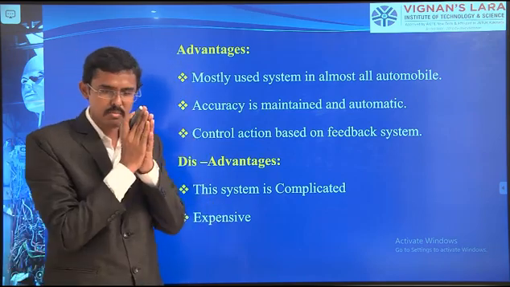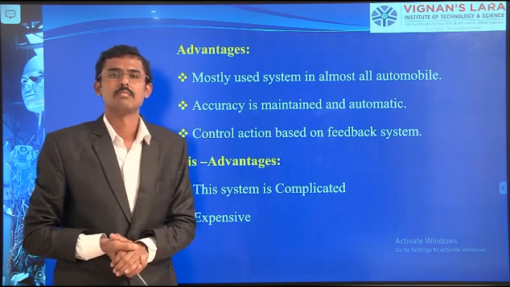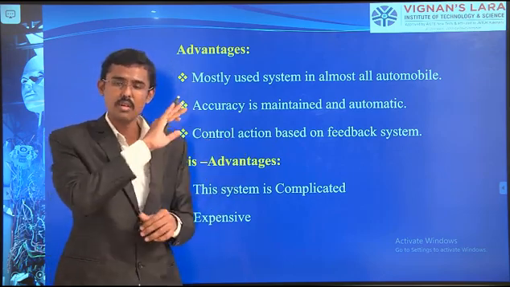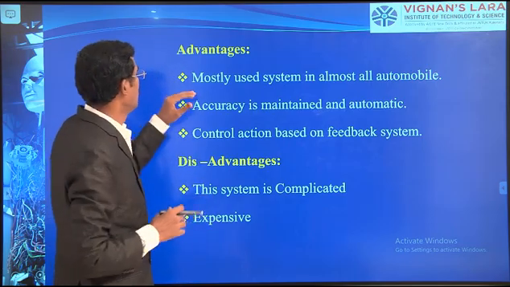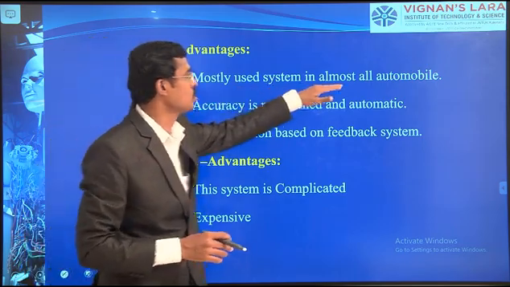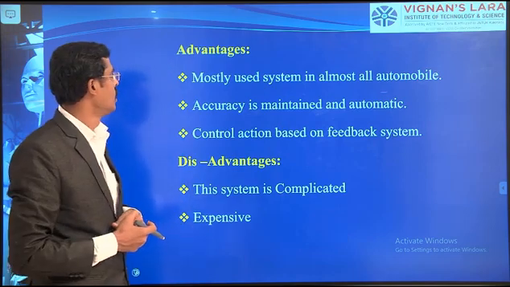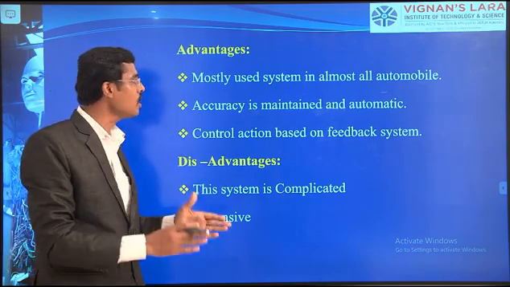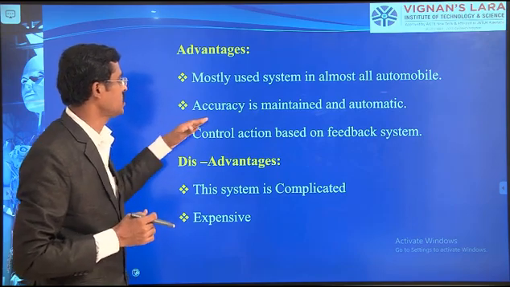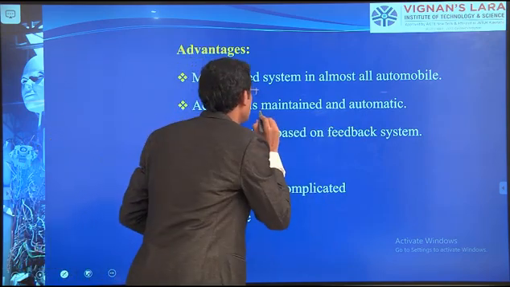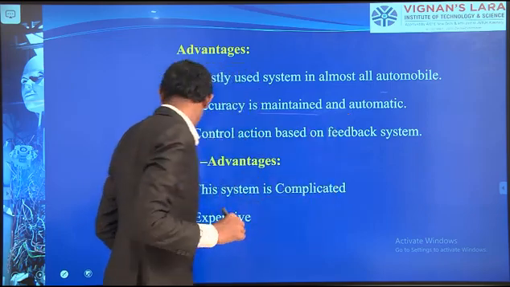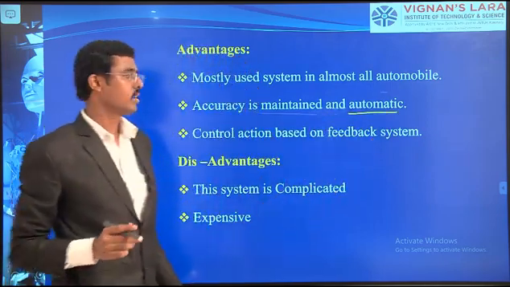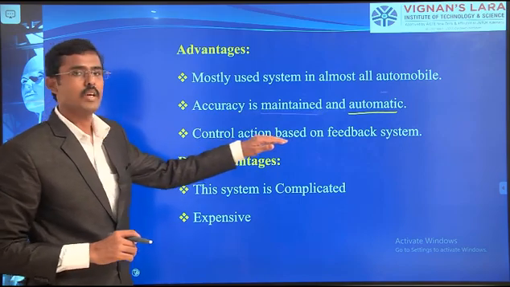The feedback is the main important advantage here. Or otherwise it won't help. What happens? We will not know. Right? It is mostly used in almost all automobile industries. Accuracy is maintained there, and it is automatic also. In open loop, the accuracy is not maintained. Right? Control action is based upon feedback.